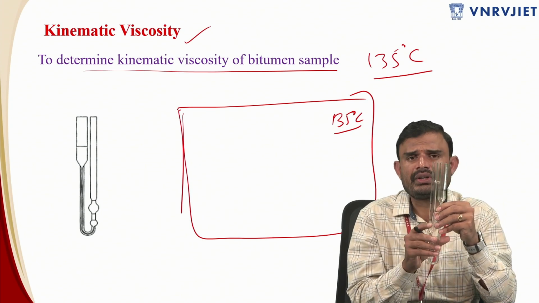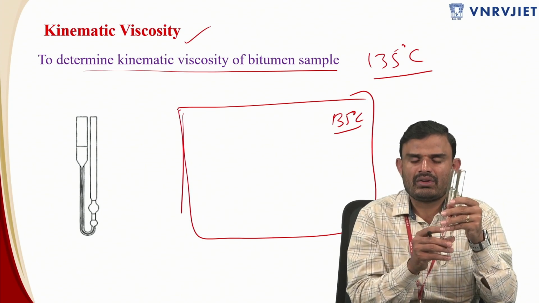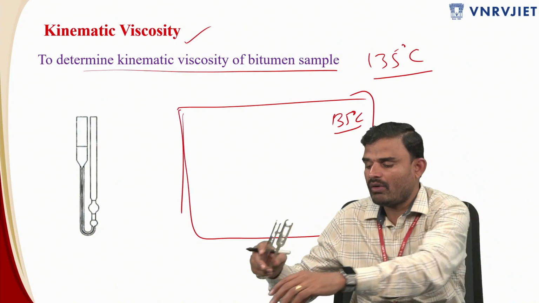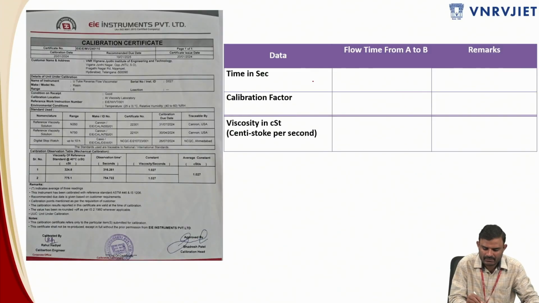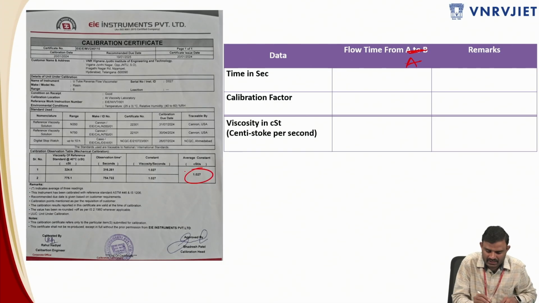And you are going to have a different calibration constant for this. I'm repeating this: we are going to have only one bulb. Again, the time taken by the bitumen to flow through that one bulb only, whatever it is, is represented as bulb A. The calibration constant for this I have mentioned over here. It is 1.027, and again units are very important. That is CST, centistokes per second. And you have to make a note of the time.